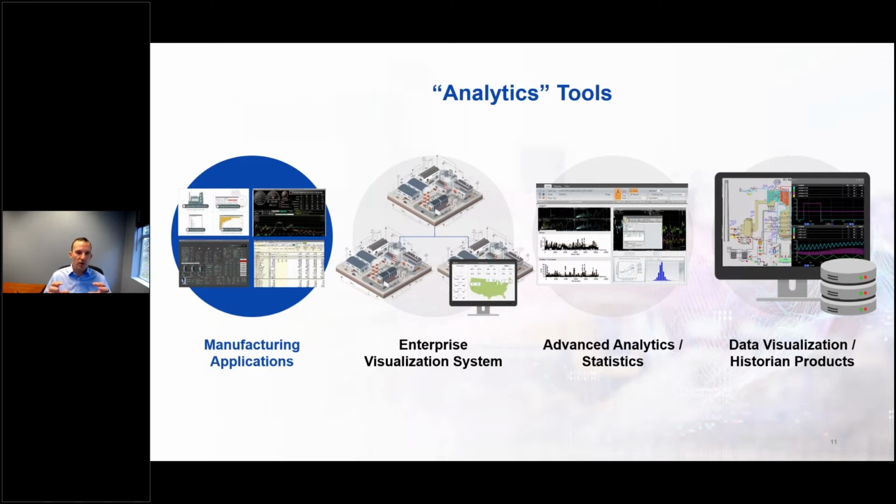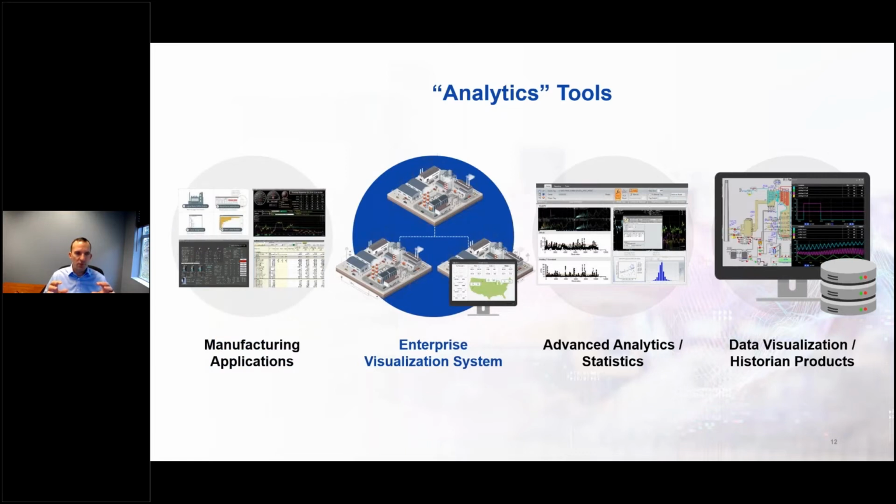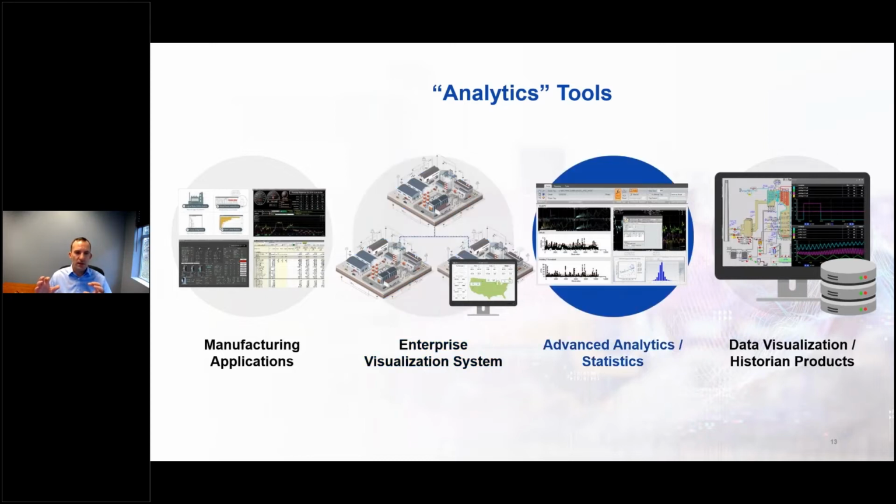The next category of applications and vendors that we look at would be more in the enterprise visualization space. So how can you take data from multiple locations, multiple sources, and provide either remote monitoring and diagnostic capabilities, or empower remote subject matter experts to serve assets that are across the globe. So those are enterprise-wide visualization systems. Another category would be the advanced analytics and statistics space. So this is the machine learning, artificial intelligence category of vendors out there.